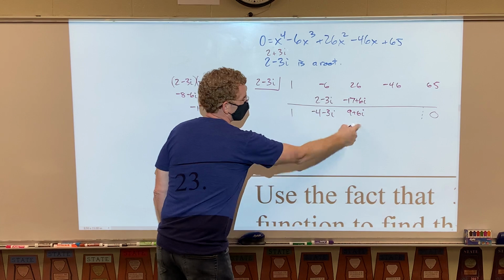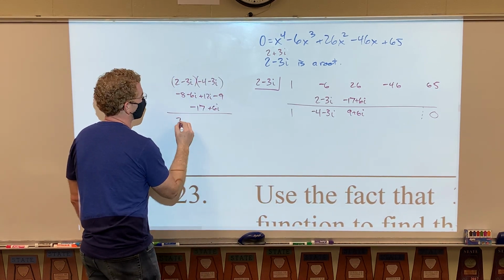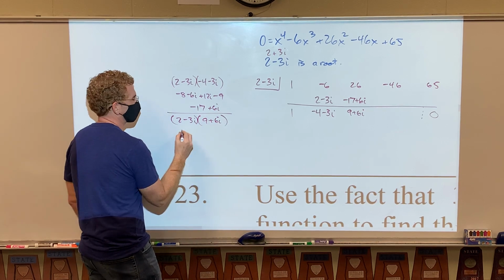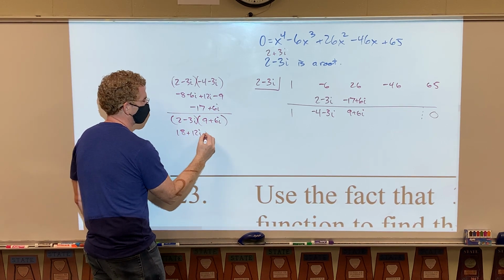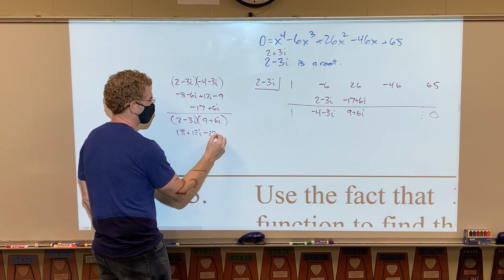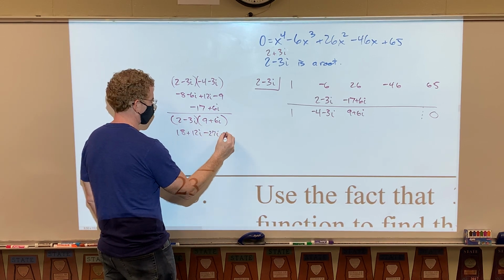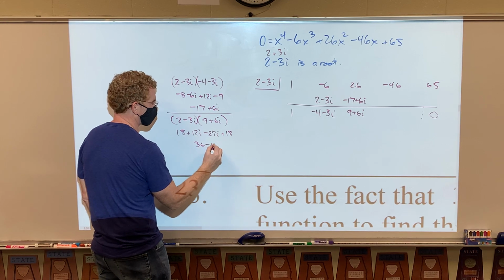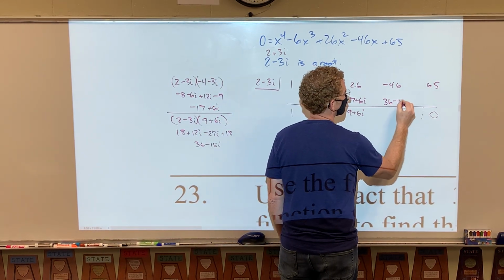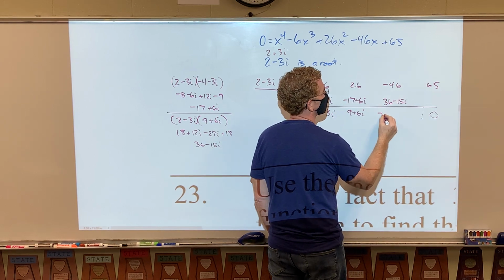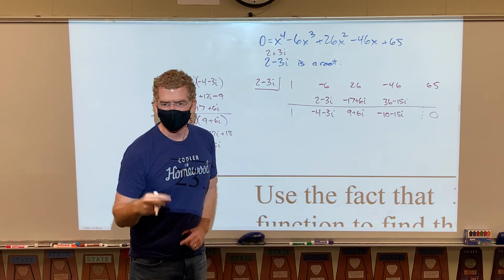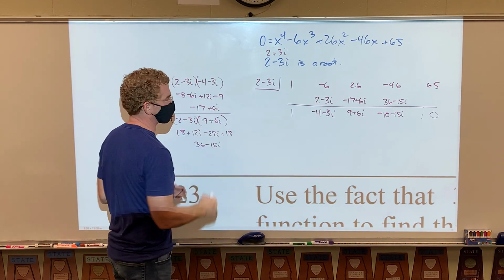Well, again, that's terrible, so I am going to multiply that again. And that gives me 18 plus 12i minus 27i minus 18i squared is plus 18. 36 minus 15i. Add this and I get negative 10 minus 15i. Now let me show you how you can make a little check. So I really don't have to do this twice.